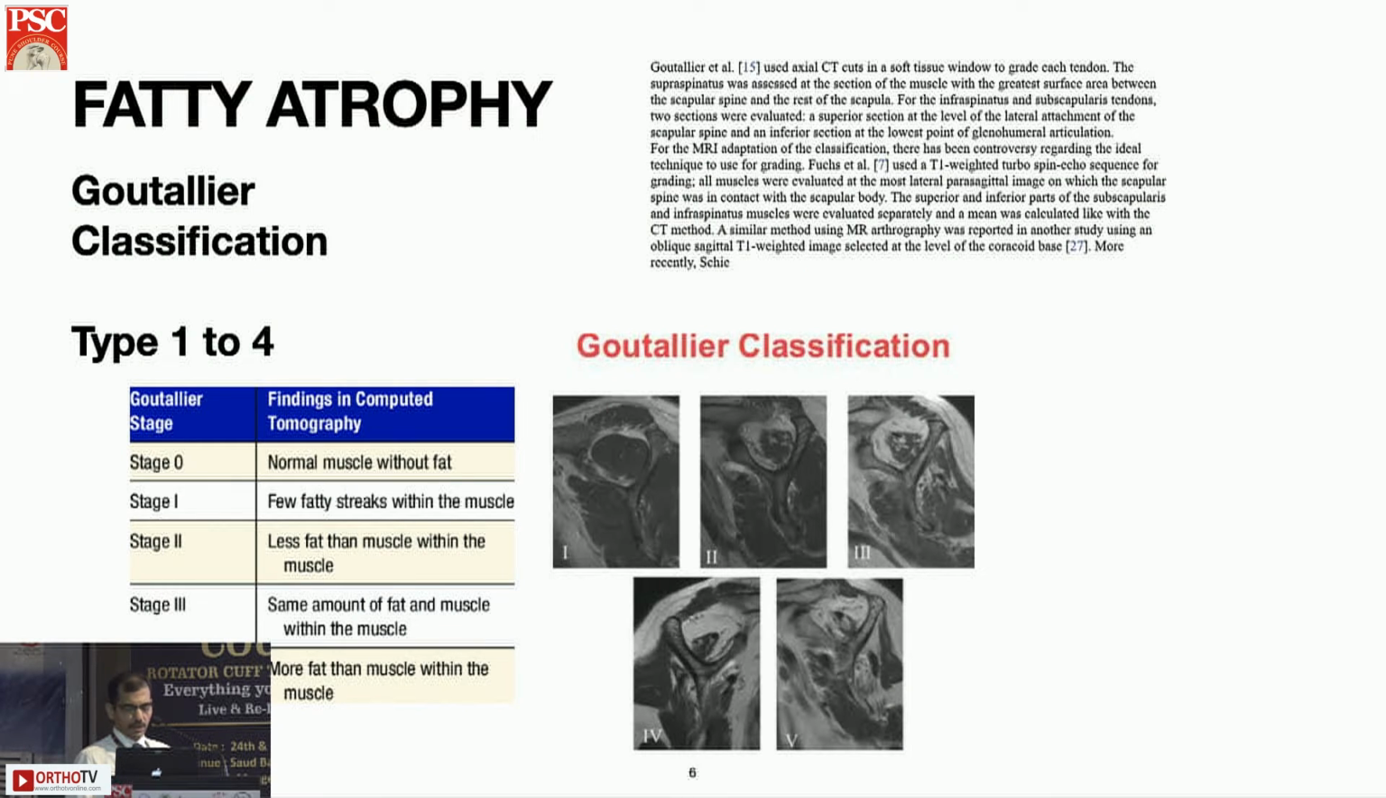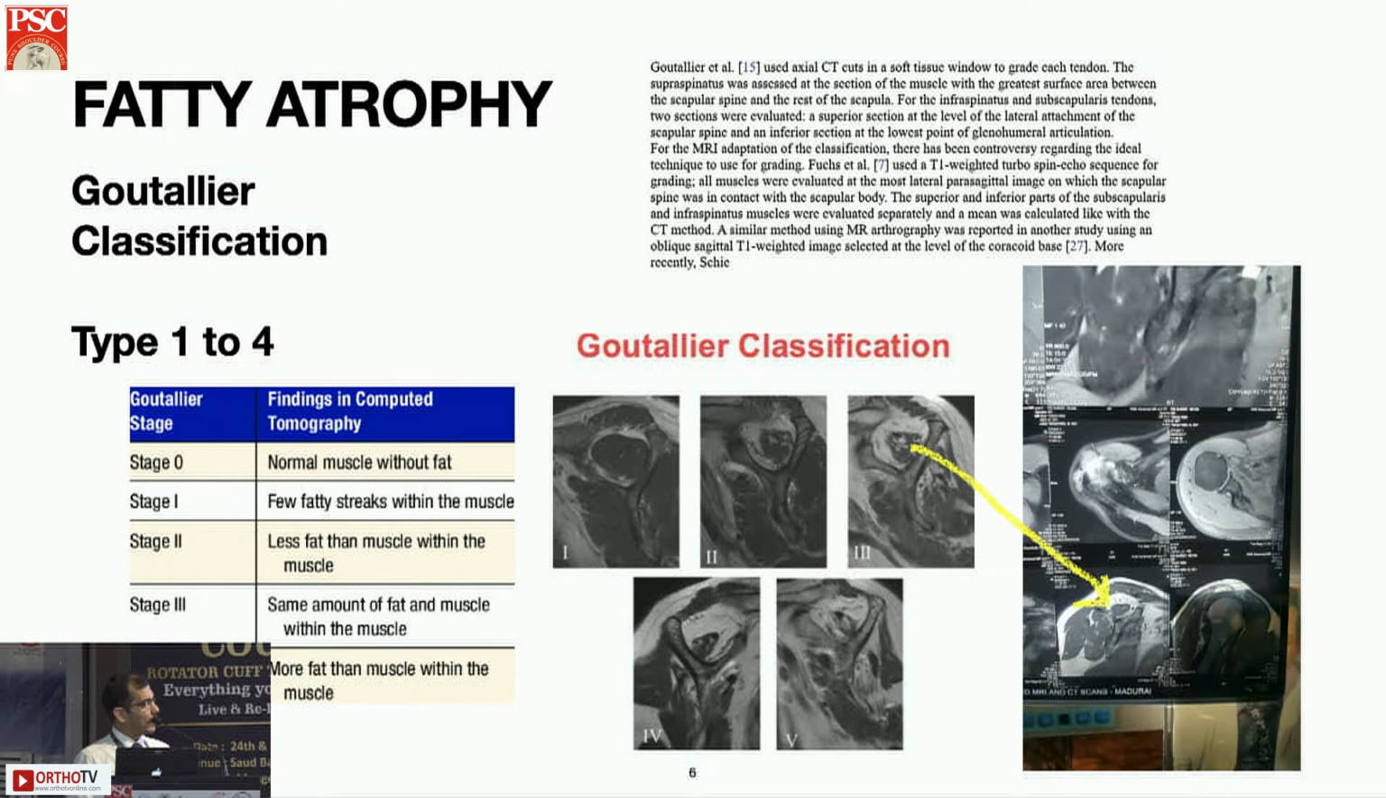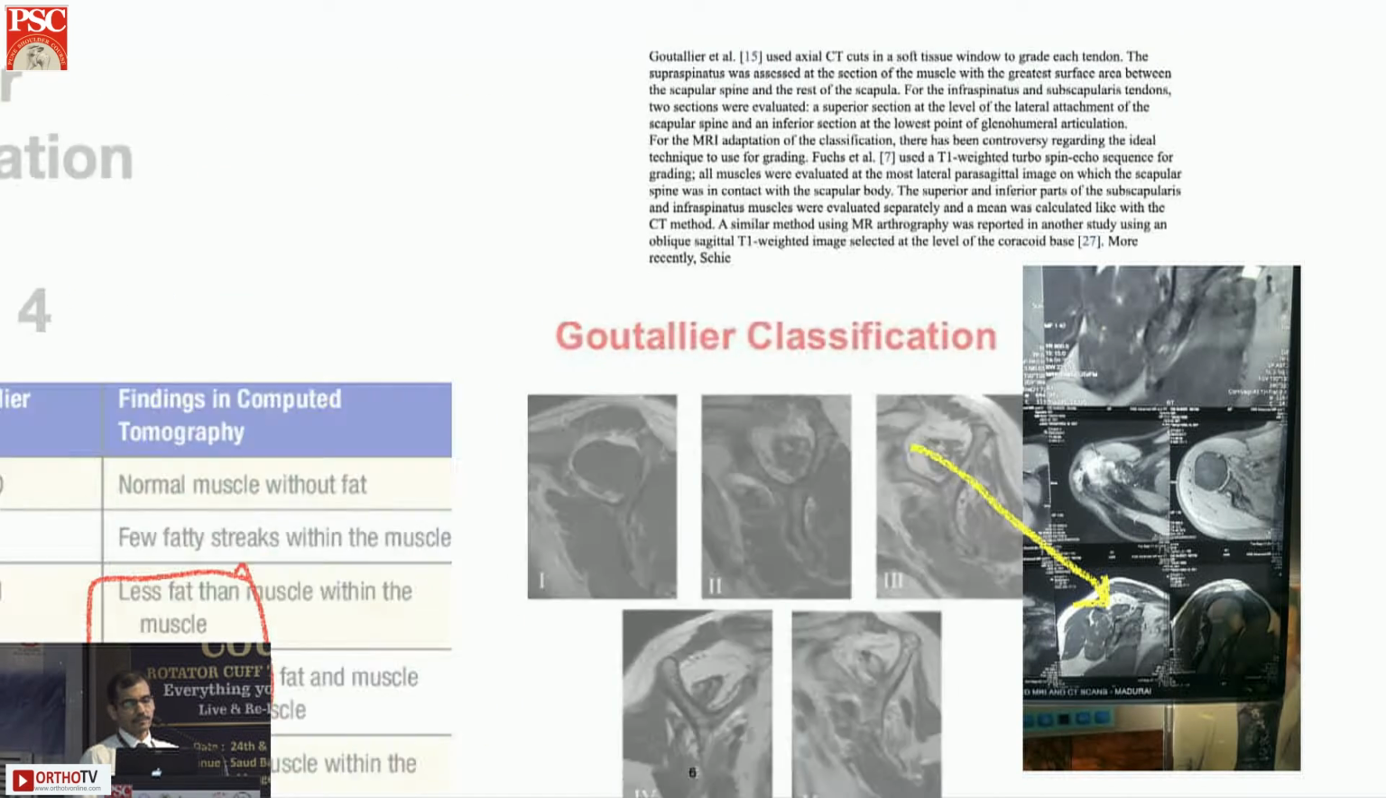And the important thing is about fatty atrophy. The fatty atrophy can be almost like grade 3 or grade 4. In grade 3 or grade 4 fatty atrophy, the fat is almost equal to muscle or fat is more than the muscle. So the muscle quality is very poor. As you can see, the stage 3 and 4 are the ones which will have problems with repair.